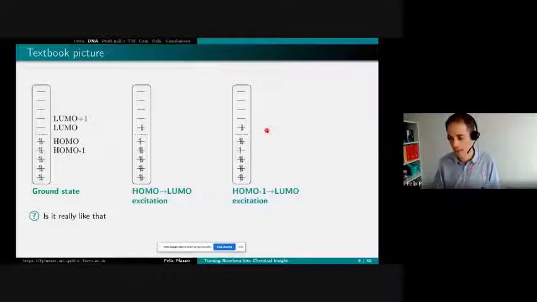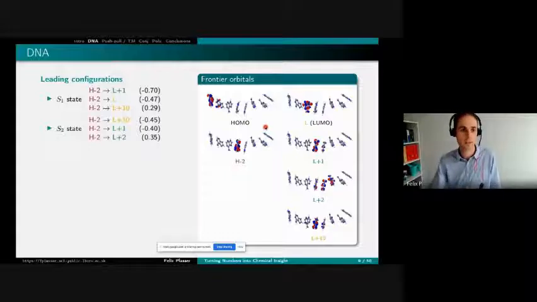But is it really like that? And then, okay, then we try out our computation, for example. So this is the output from Chem.